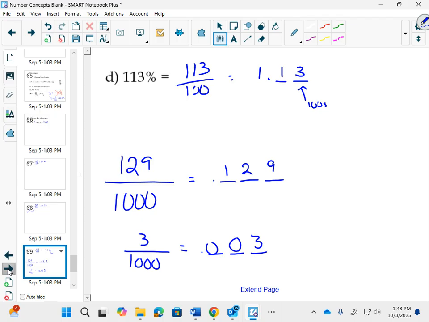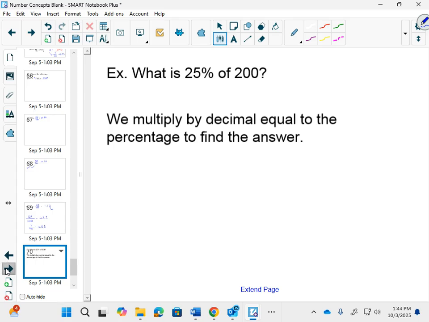But percentages are always over 100, right? So if someone says, hey, give 110%, have you heard that expression before? It's like you're giving 1.10, you're doing more than you can do.